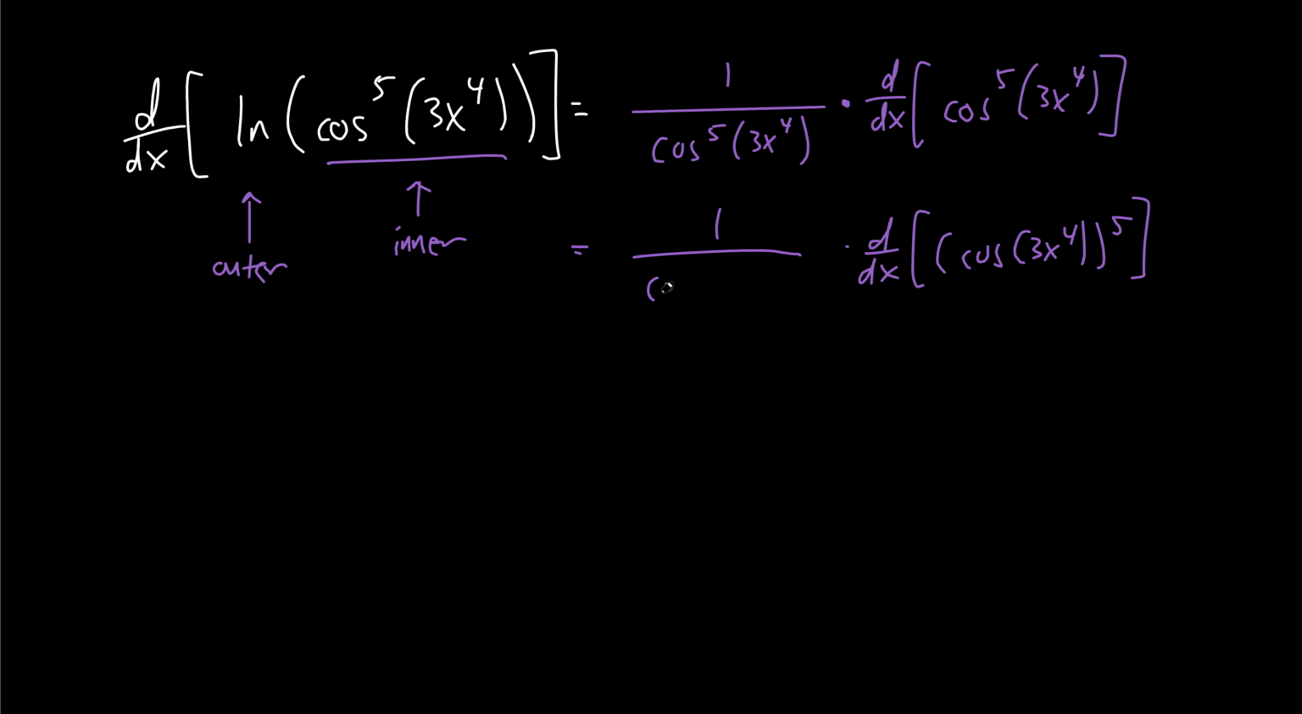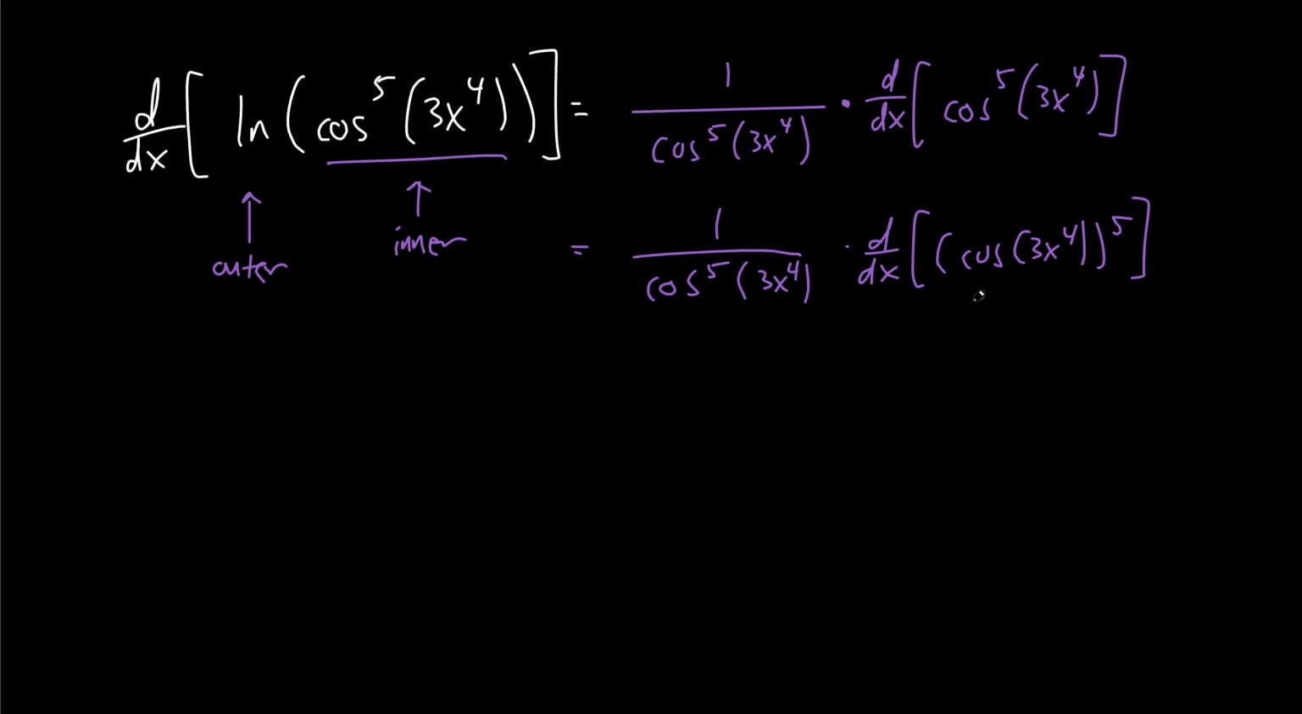Okay, so the outer function here is not actually the cosine, it's the something to the power of 5, right? It's the exponent of 5. So it's very important that we recognize the cosine is not the outer function. You don't want to start your chain rule process with the cosine. That is not the outer function, right?